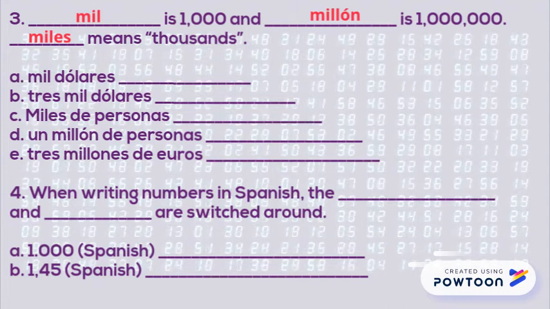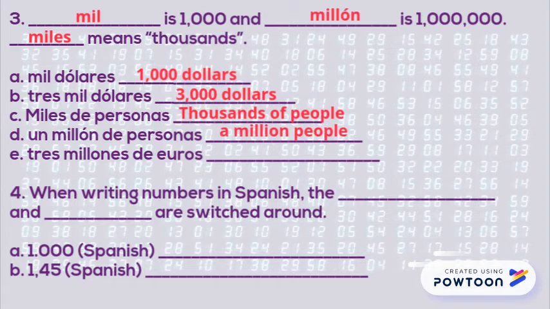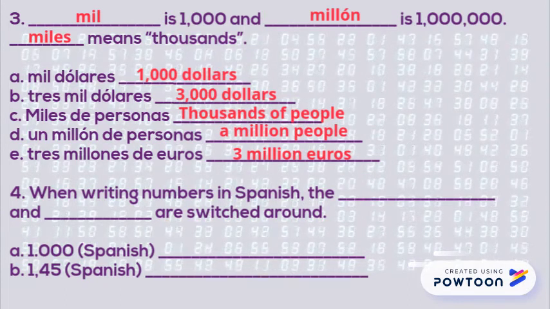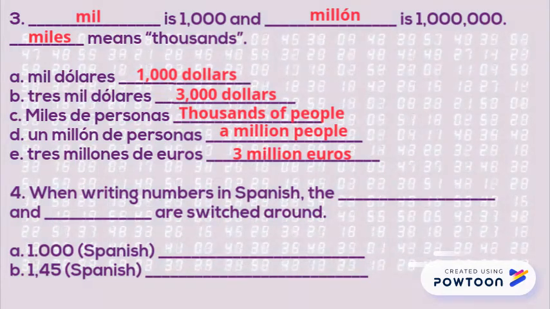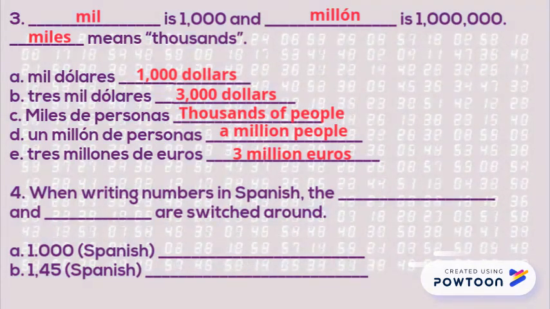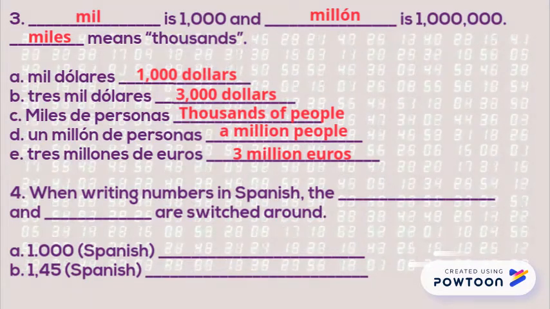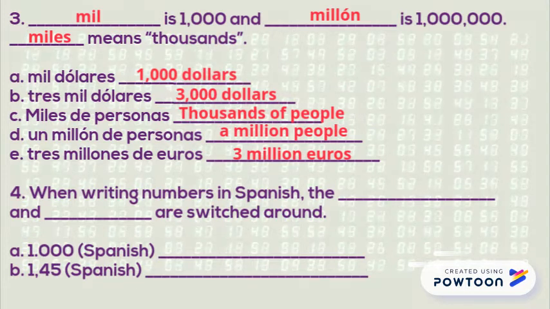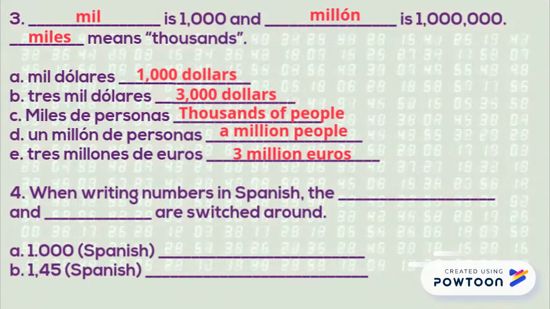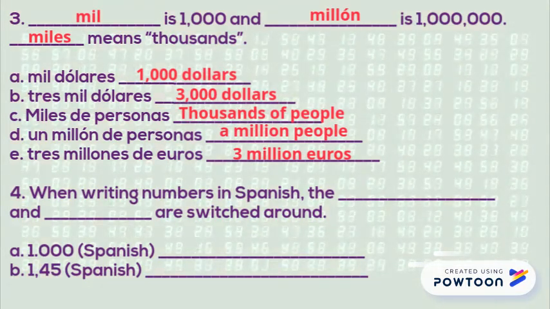Now, if you have more than 1,000 and you want to say thousands of something, that word is miles. Okay, so really just 3 words here: mil, millón, and miles. And you see quite a few examples here: mil dólares, 3,000, dos mil, 4,000. You can keep counting in the thousands from there. But if I want to say thousands of, miles de. So miles de personas is an example.